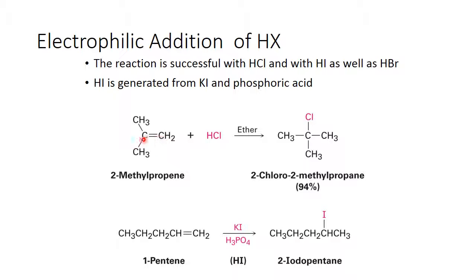Now, if I look at 2-methylpropene, you're going to see you get the same kind of result as if you used hydrogen chloride instead of hydrogen bromide. The proton adds here, the chlorine adds here, and you get a more highly substituted halogen. If I look at this compound, you would have exactly the same result. The proton would add here, and then the iodine would add here. Both of these are Markovnikov addition.